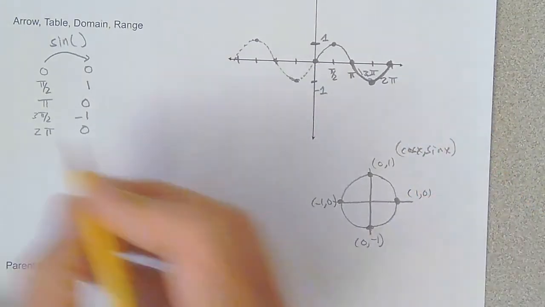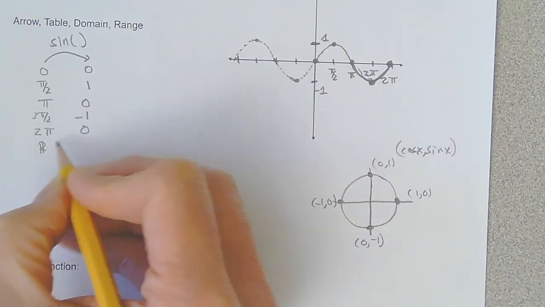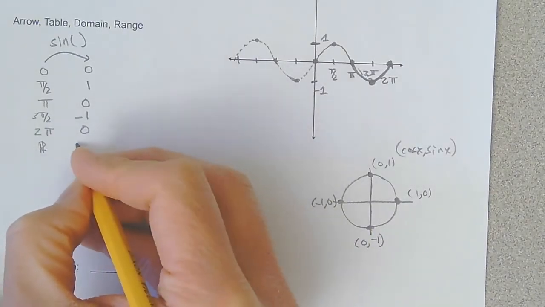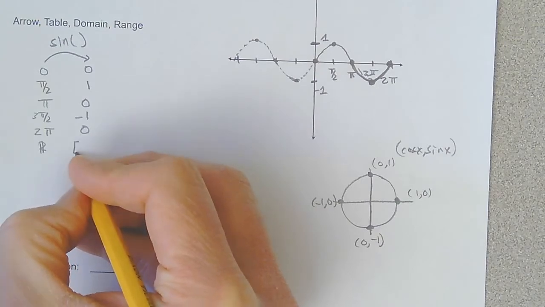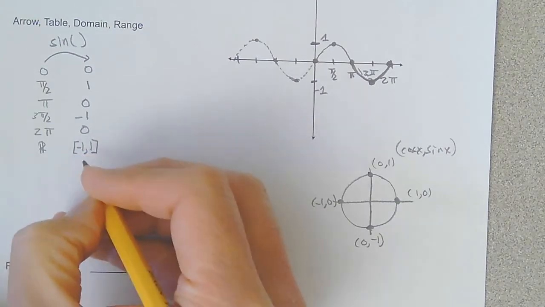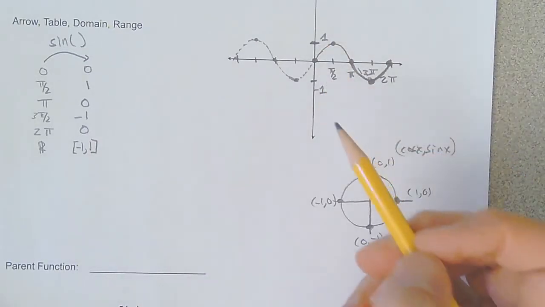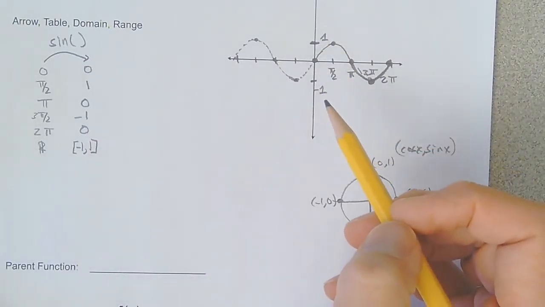This does have a domain of all real numbers. We can put any number in there, but the range now we'll do in interval notation is just from -1 to 1. It never climbs above +1, never dips below -1 on the outputs.